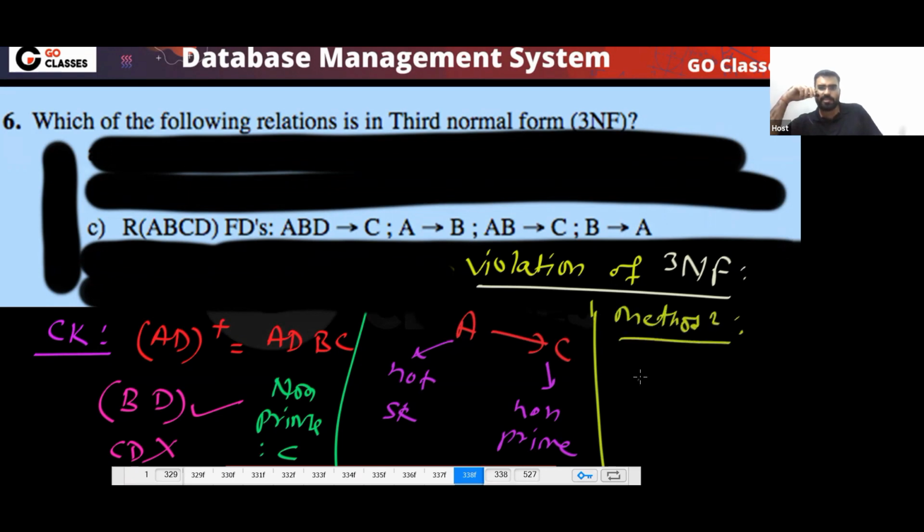Where is the transitive dependency? I can say that AD can determine A, it can determine C. So you can notice this is a transitive dependency. AD is transitively determining C. Okay, so this is the transitive dependency.